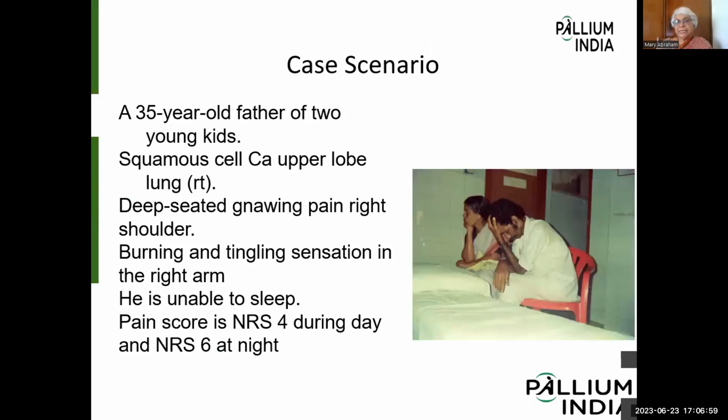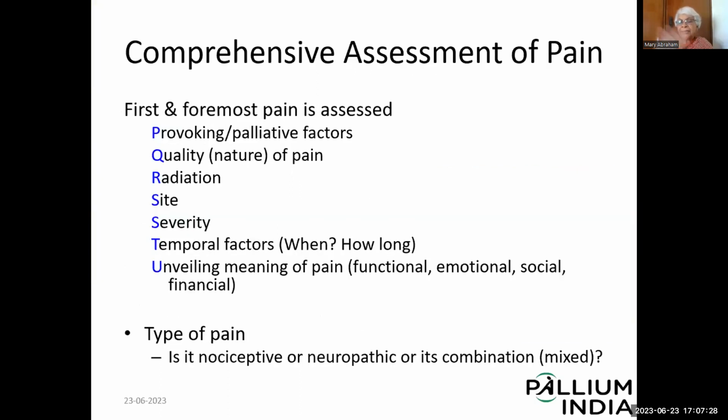Now, I'll start with the case scenario. A 35-year-old father of 2 young kids had squamous cell carcinoma of the right upper lobe of the lung. The pain was a deep-seated gnawing pain in the right shoulder, with burning and tingling in his right arm. He was unable to sleep at night, and the pain score on the numerical rating scale, NRS, was 4 in the day and 6 at night. At the end of this discussion, we will discuss how we manage this case.